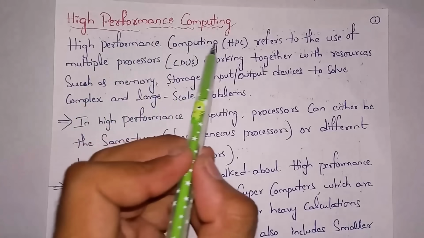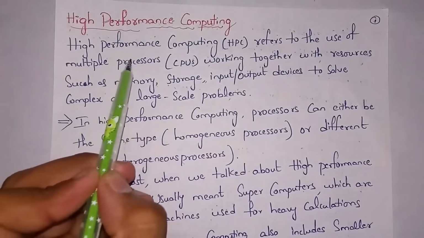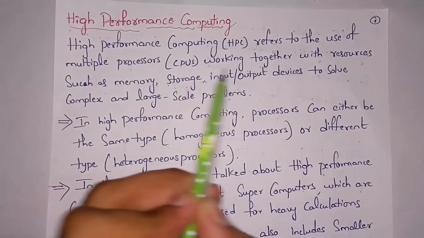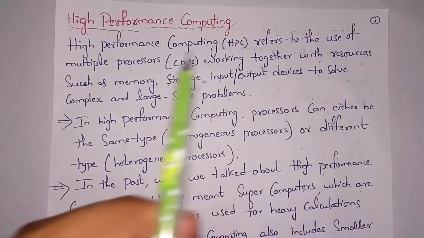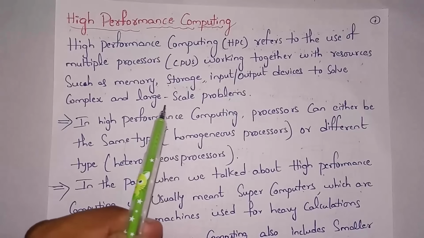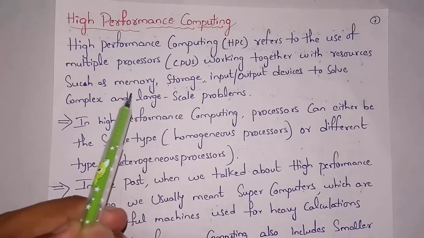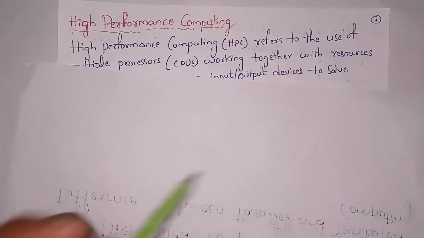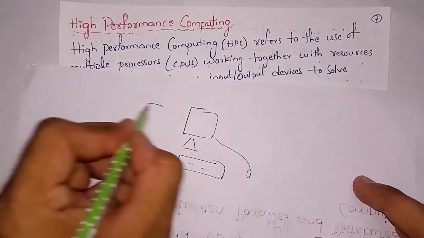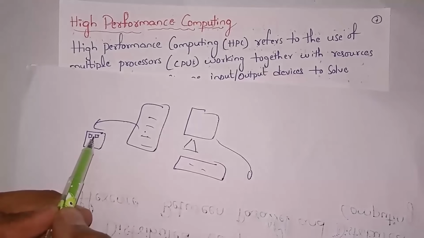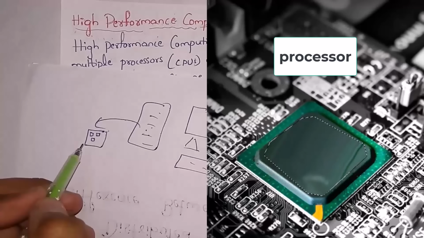High performance computing refers to the use of multiple processors working together with the resources such as memory, storage, input-output devices to solve complex and large-scale problems. Guys, in high performance computing, we will use multiple processors. If you use multiple processors, then our computer will be fast. I will give an example. For example, let us say this is my computer and this is my CPU. My CPU contains multiple processors. These processors are connected to motherboard. So if there are multiple processors, my computer will be fast.